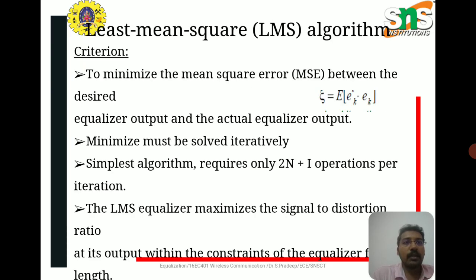Least mean square algorithm. To minimize the mean square error between the desired equalizer output and the actual equalizer output, it must be solved iteratively. It is the simplest algorithm. It requires only 2N plus 1 operations per iteration. The LMS equalizer maximizes the signal to distortion ratio at its output within the constraints of the equalizer.